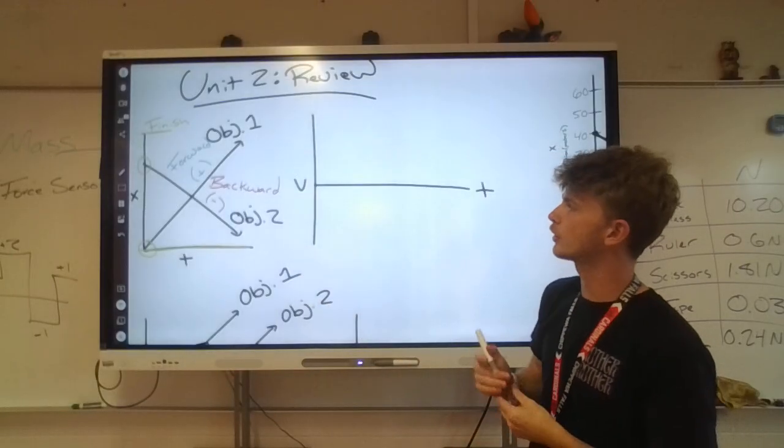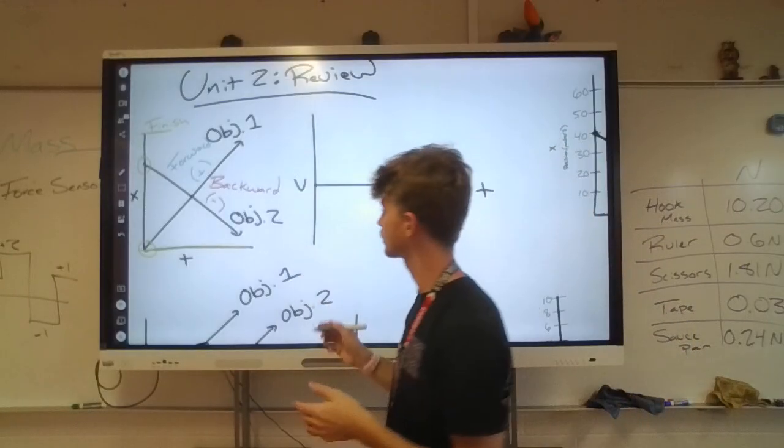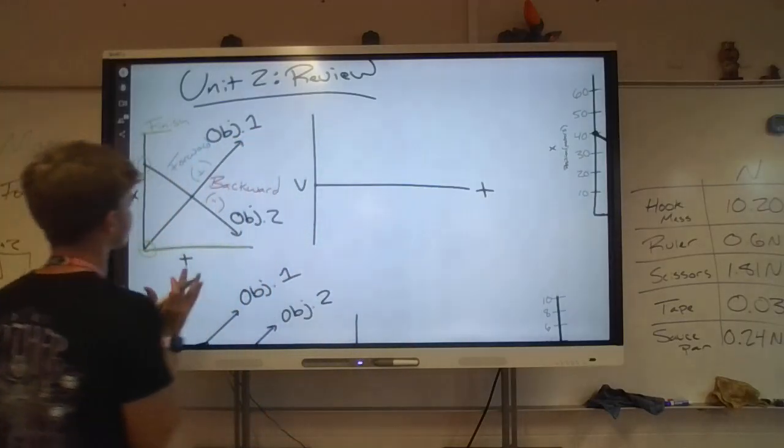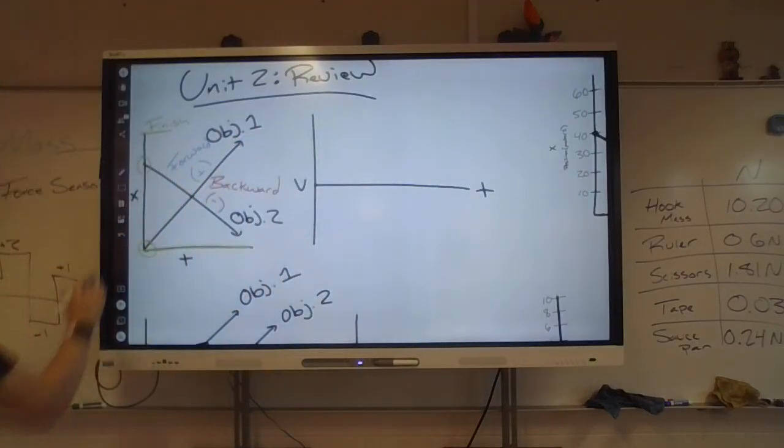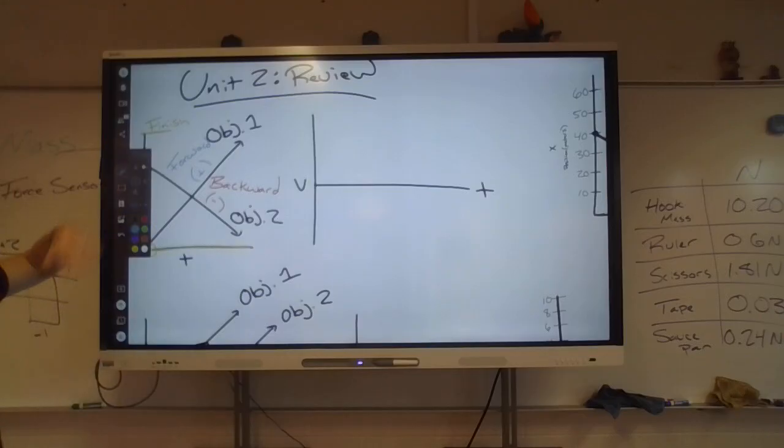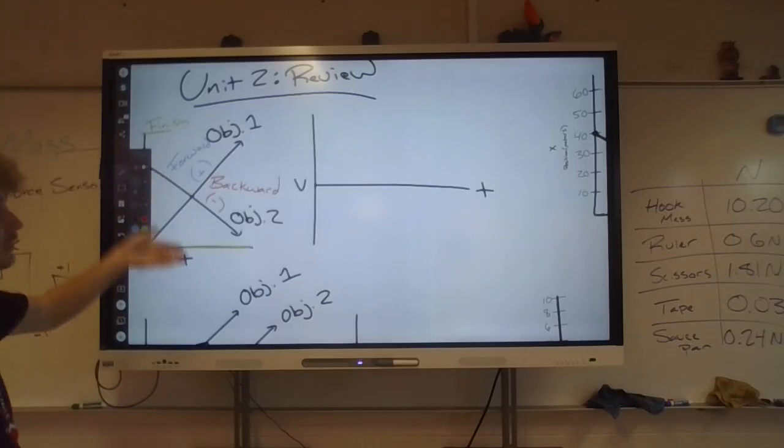So how is that going to look on a velocity over time graph? Velocity over time, okay? So we're going to have two lines, one for object 1, one for object 2, and I'll try to color coordinate them based on how I've been labeling them. So let's go with object 1 first, okay? Forward velocity, we are positive slope.